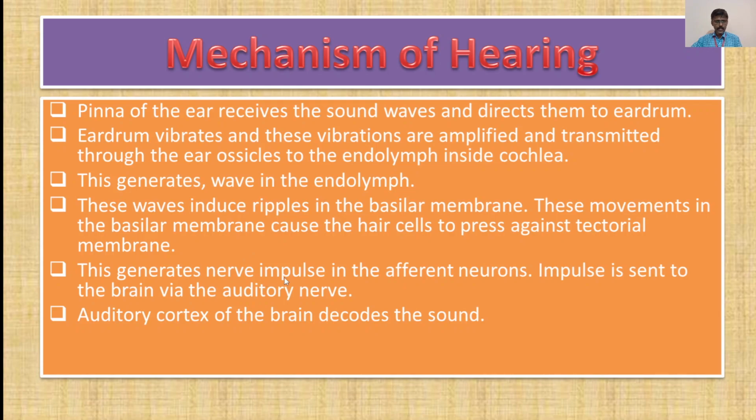This generates nerve impulses in the afferent neurons. The impulse is sent to the brain via the auditory nerve, and the auditory cortex of the brain decodes the sound. Now this is the entire mechanism of hearing, and by this process the hearing is recognized by the human being and the hearing is done.